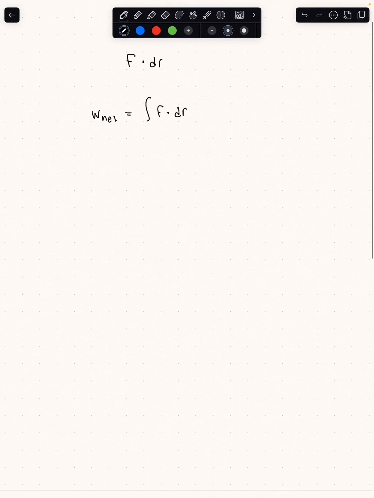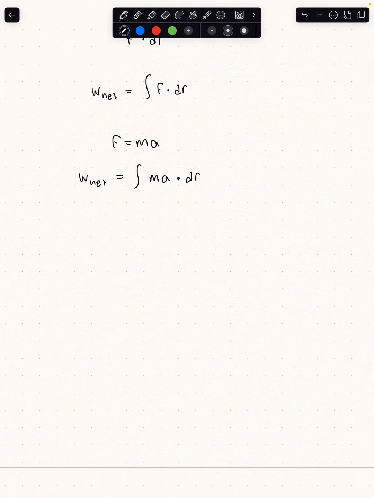Now, if we want the net work done, we're going to add up all the forces along infinitesimally small increments of our position. So that's going to motivate us to write that the net work is the integral of F dot dr. And then from here, we're going to use Newton's second law, F equals ma, to rewrite our F. So this will give us that the net work is the integral of mass times acceleration dotted with our displacement dr.